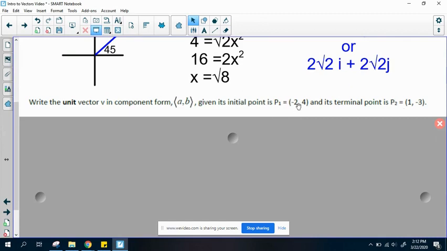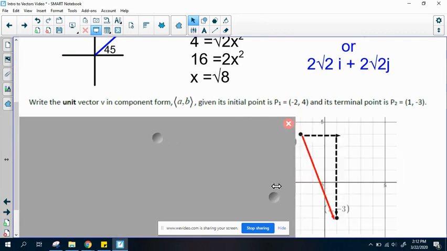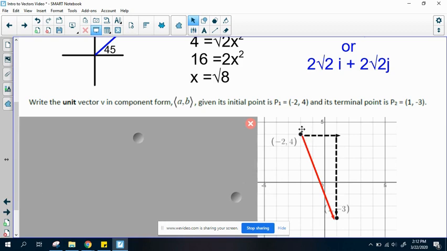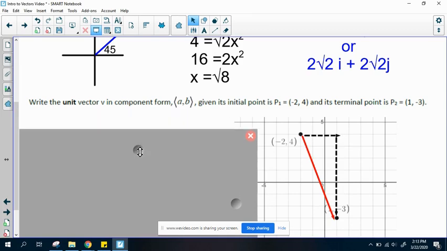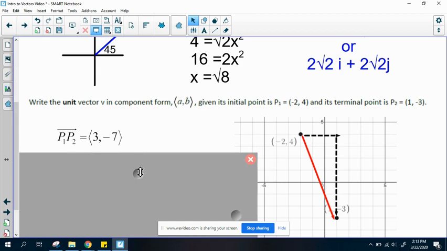The initial is P1 and the terminal where we're ending is P2. I would almost think about this graphically first if I were you. So I have (-2, 4), and I'm going to (1, -3). The first thing I need to figure out is how far am I going in x and how far am I going in y. Obviously, if you don't have graph paper, you can just subtract. If you do that subtraction, you get (3, -7). And visually, you could see I'm going +3 and then down 7.